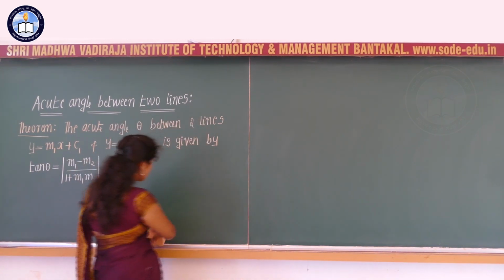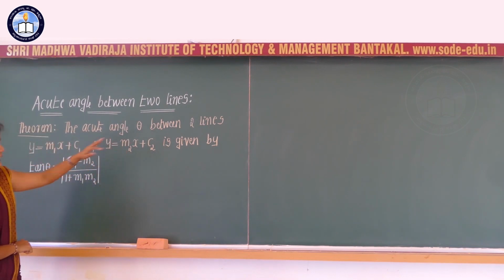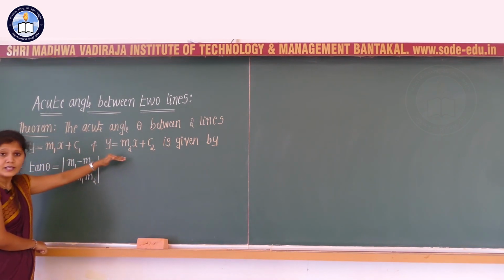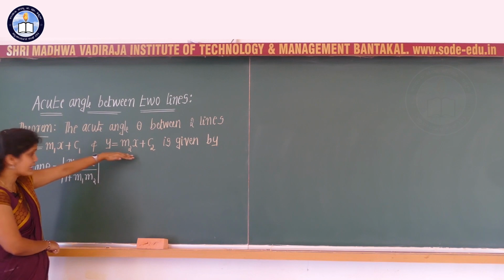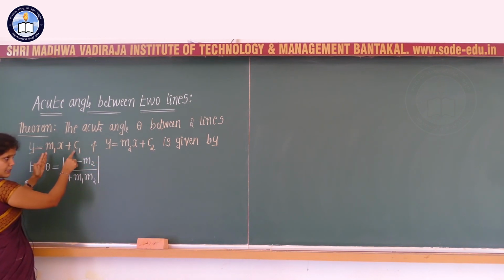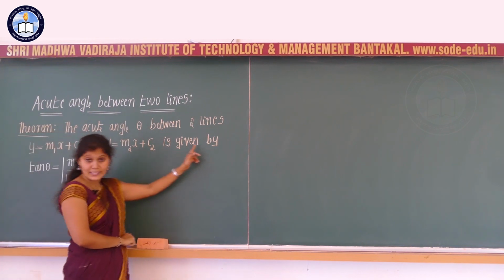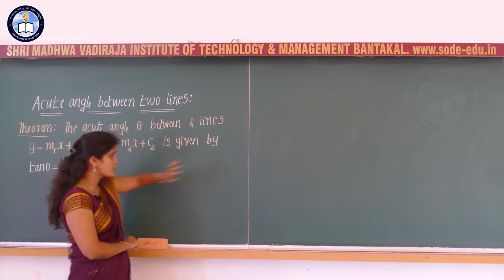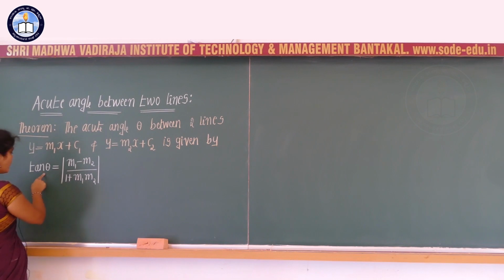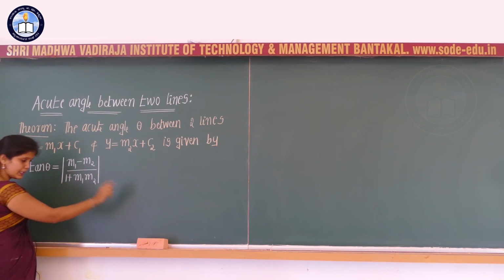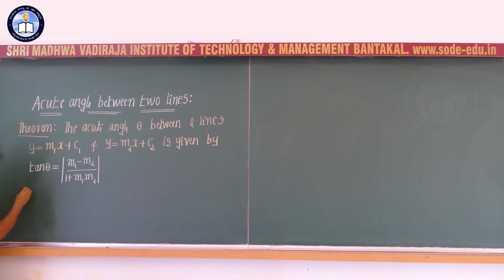Clear? So here we are considering the equations of the lines in the slope-intercept form. Then the acute angle theta between these two lines is given by this formula: tan theta is equal to the absolute value of m1 minus m2 divided by 1 plus m1 into m2. So let us write the proof of the theorem.